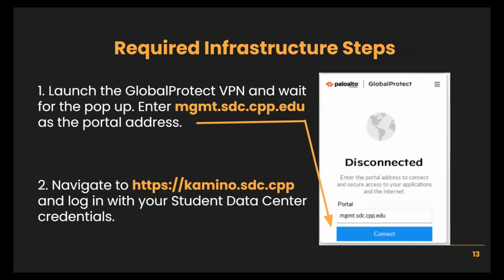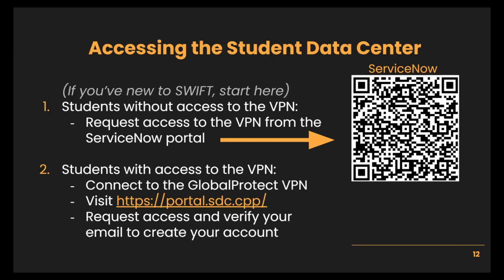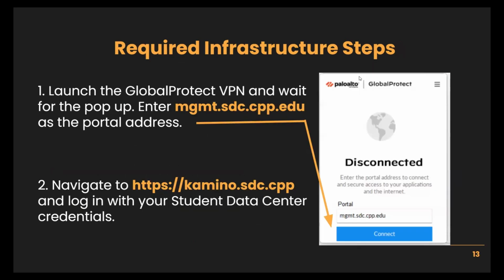This is what I was talking about. After you scan the QR code and you get the response from IT, you're gonna download Global Protect, and the domain that you're gonna connect to is mgmtstccpp.edu. After you have access to the VPN, you're gonna go to domino.scc.cpp, and we have a template which you can deploy from there.